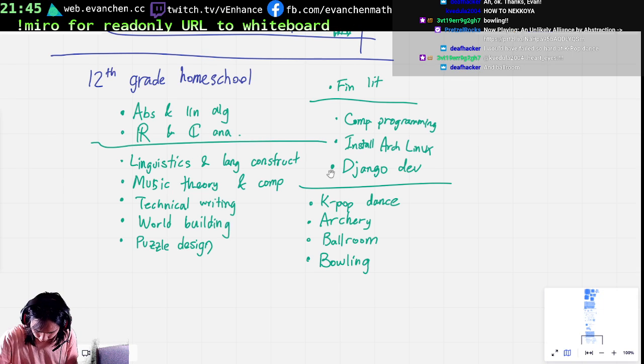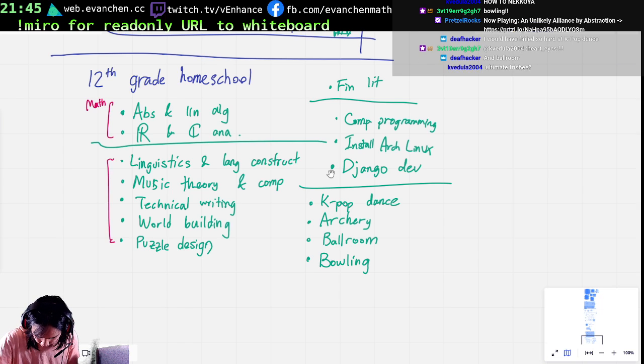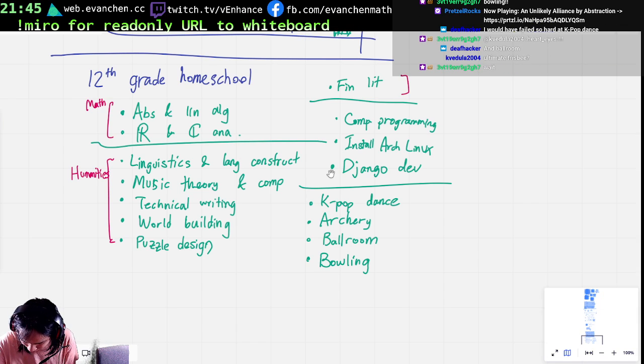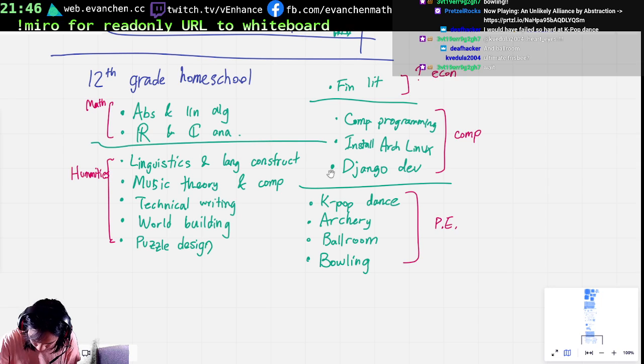So actually, let me categorize these. This is the math section, which is very sparse because I think math sucks, and this is humanities-ish. Some people will argue these are not humanities, to which I say, okay, don't come. I don't know what this is. Econ? Whatever. This is comp. This is PE. This is programming. I should say programming. Frisbee's good. I think Frisbee.